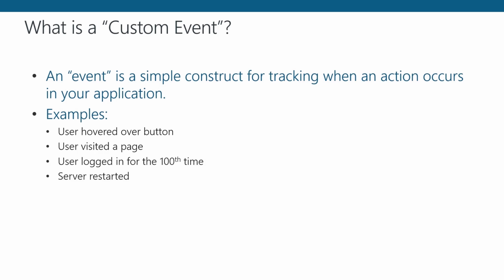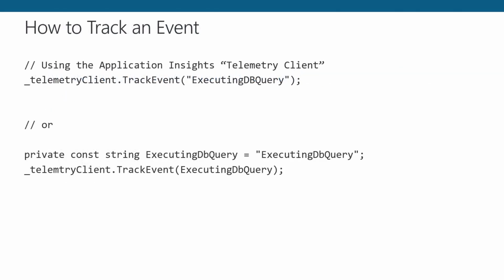Furthermore, events don't need to be centric around users. In some of our applications, it's common to raise events when the server restarts, so we can track how often this occurs. Most SDK communication with Application Insights is done through an object called a telemetry client. More on that in a moment. But with the instance of a telemetry client, you can call the method trackEvent to send an event.